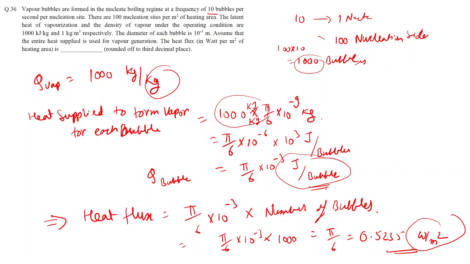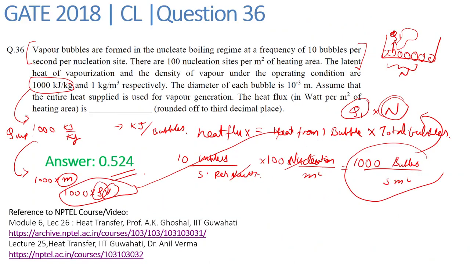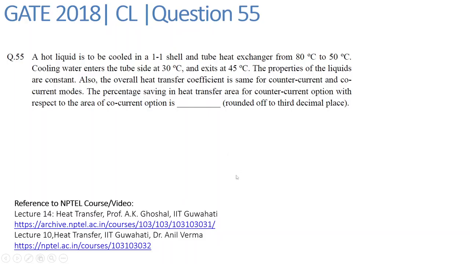I guess that would have explained it, and we can now move on to the next question. The last question for today's session is question number 55 from GATE 20 in the chemical engineering paper, and this is related to a shell and tube heat exchanger, in which we have to compare the counter current and co-current options. Any heat exchanger can operate in counter current fashion or co-current fashion, and we are asked to calculate how much difference that will make in the heat transfer area. So let's look at the video solution.